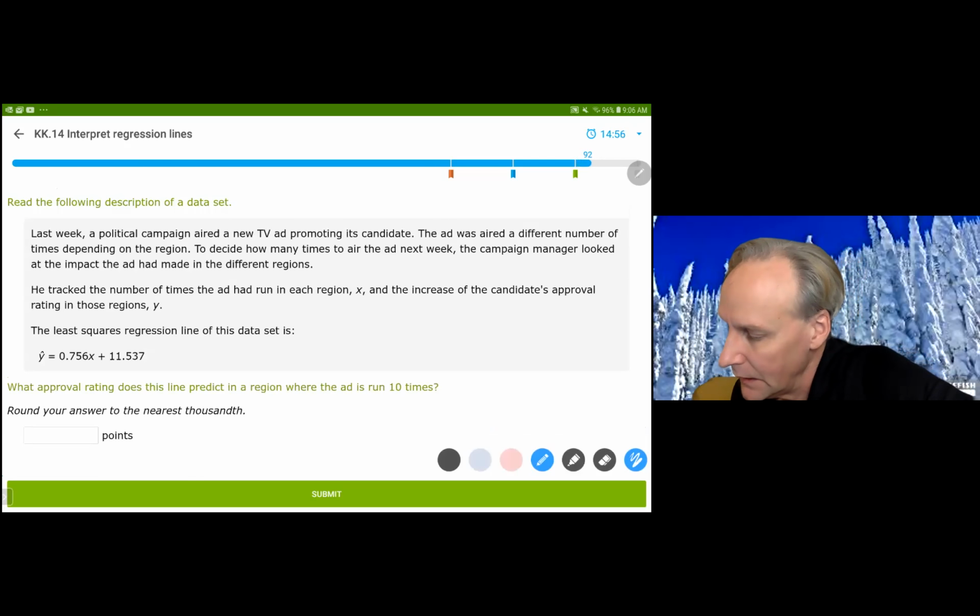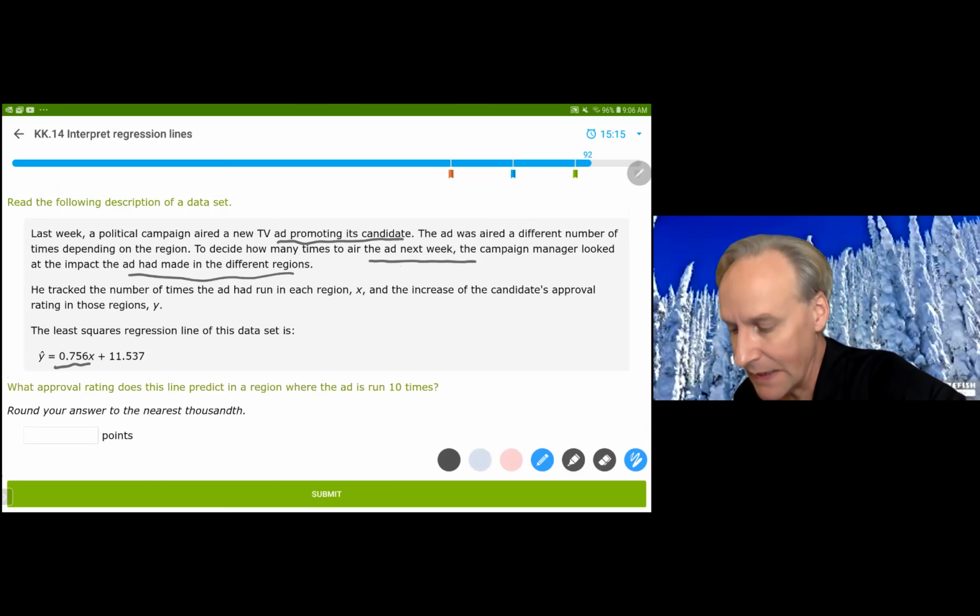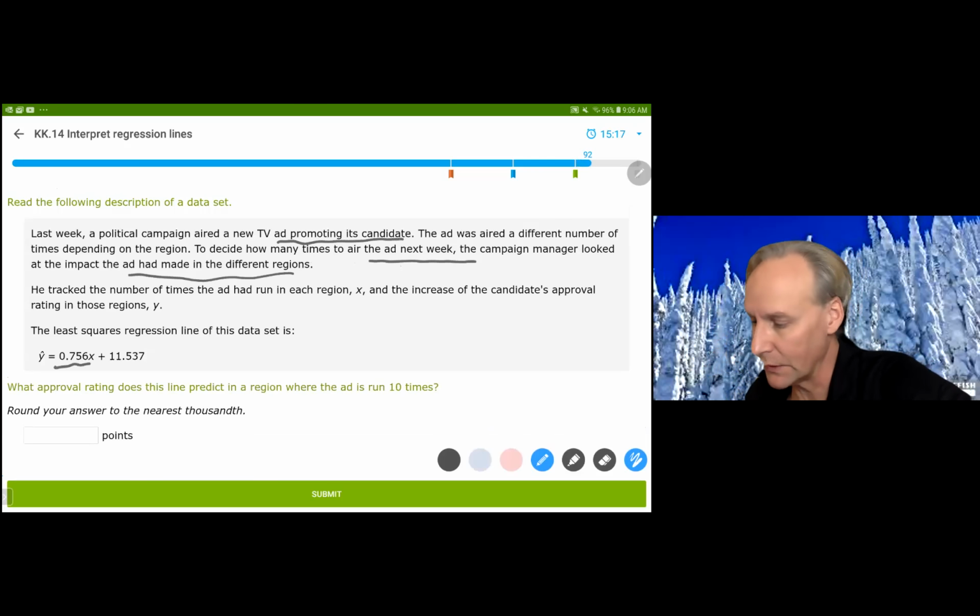All right. This is a political ad. Clearly, they want to promote his candidate. Hopefully, it has a positive effect, and it seems to. The ad was aired at different times depending on the region. To determine how many times to air the ad next week, the campaign manager looks at the impact, which makes sense. That's something that you want to do, is do some analysis on whether the ad helped or not, so that you maximize your return on investing in the ads.